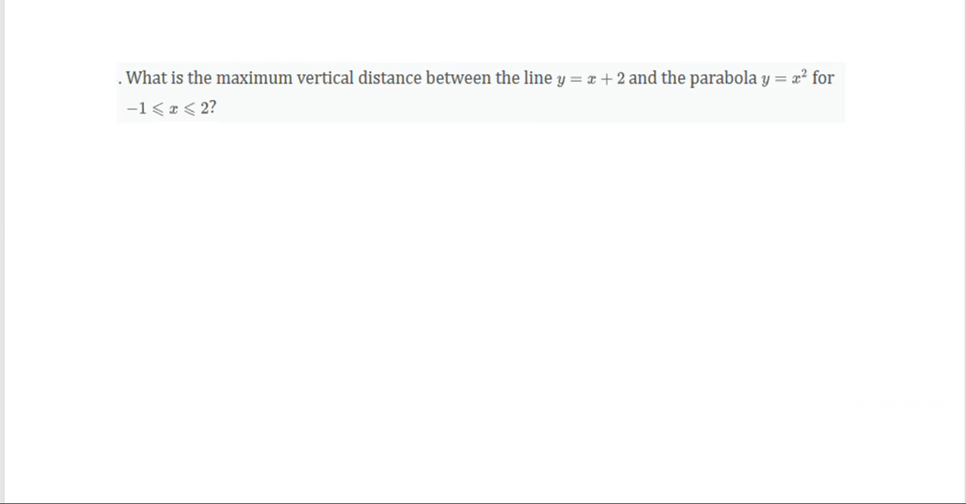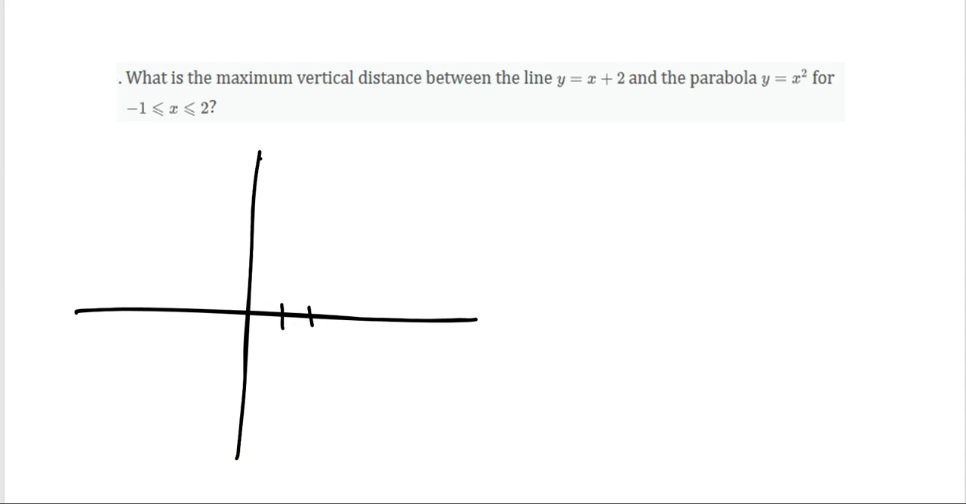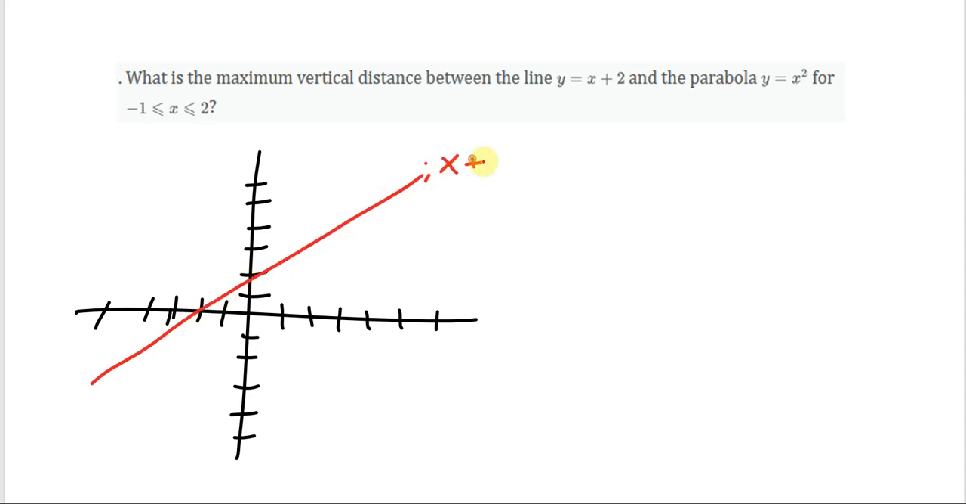What's the maximum vertical distance between the line y equals x plus 2 and the parabola y equals x squared for x between -1 and 2? So I think the first thing I'll do is sketch the graphs of those things. Because I gotta have a picture of what's going on, because otherwise it's kind of hard to make sense of this one. So we have a line, x plus 2, and that would be this thing. And then we have this parabola, y equals x squared.